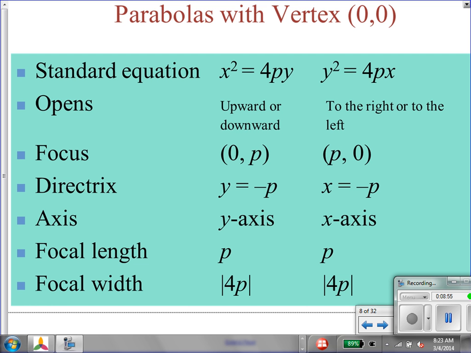Don't confuse that with the focal width. The focal width is always going to be the number that's in front of y or x, okay? Because that's going to give you the distance, and it's always positive because it's the length, okay?